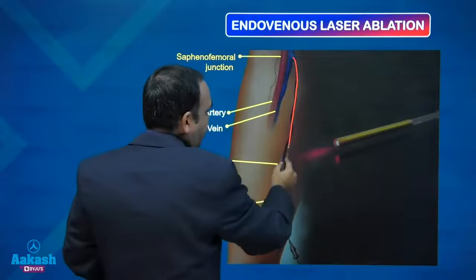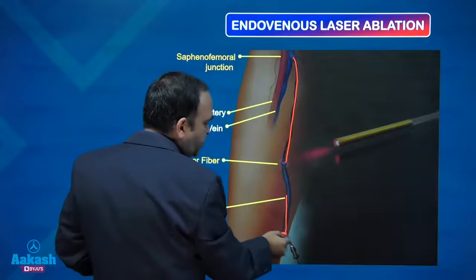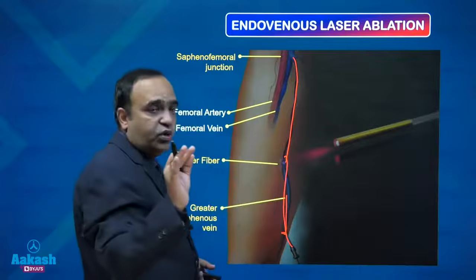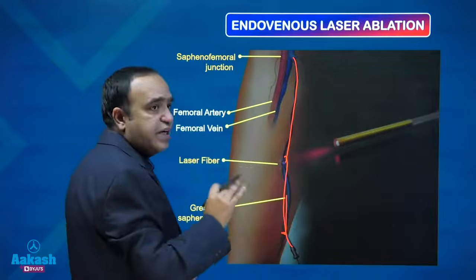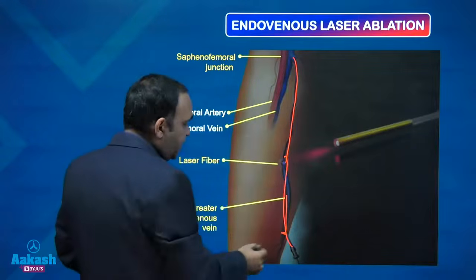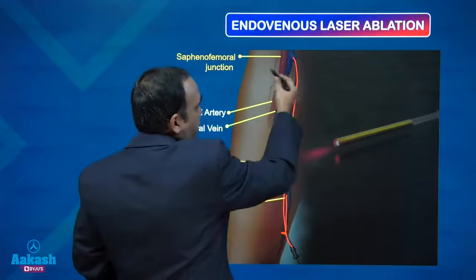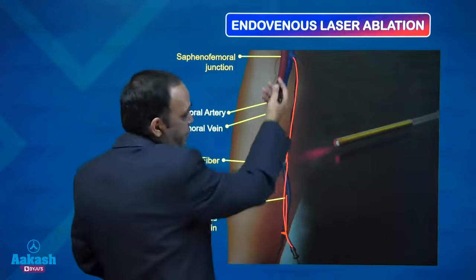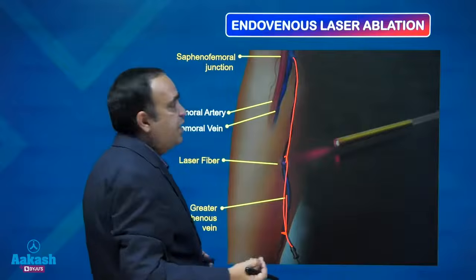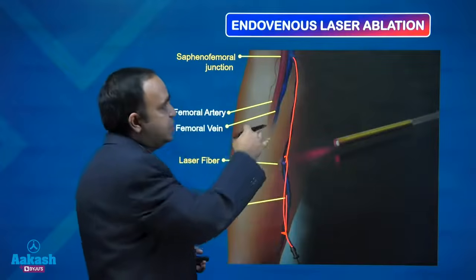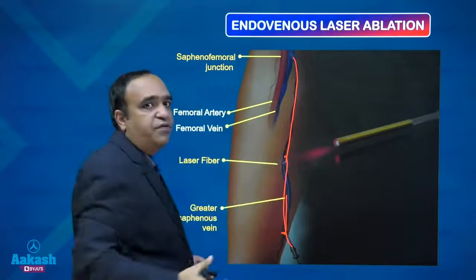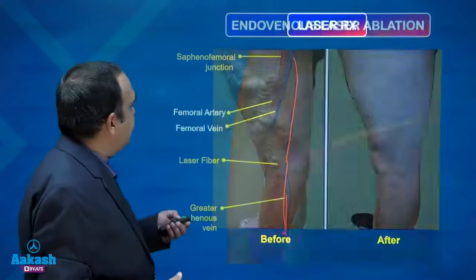So that's a great saphenous vein. You make a small puncture. These are ultrasound guided, under Doppler ultrasound guidance. You are doing these procedures. Insert a laser fiber, and then laser energy is applied, and you keep withdrawing it, and whatever segment you have already applied laser to, that segment of vein will keep on collapsing and closing.